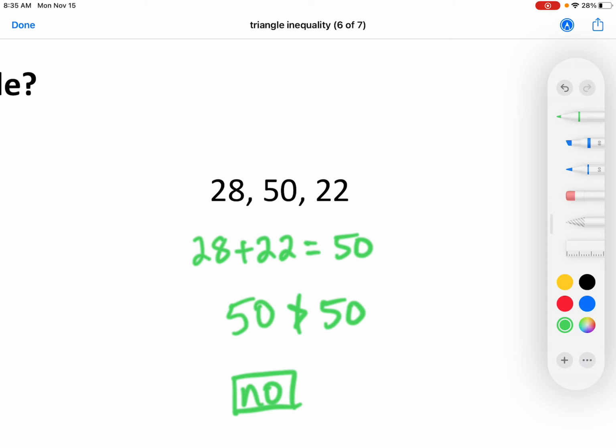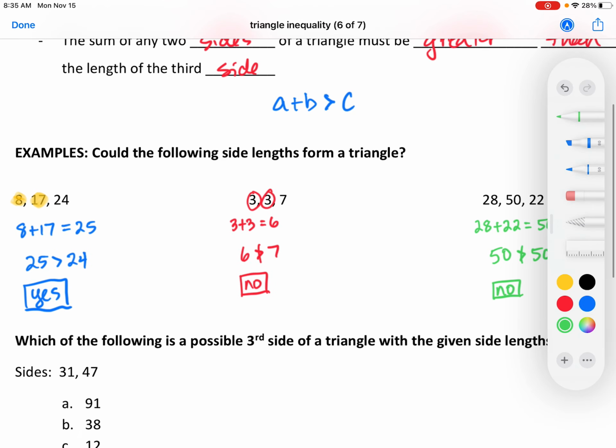The only way your answer would be yes, the only way your numbers could form a triangle, is if those two smaller ones added together are more than the third one. Okay, it has to exclusively be greater than, not less, not equal to.